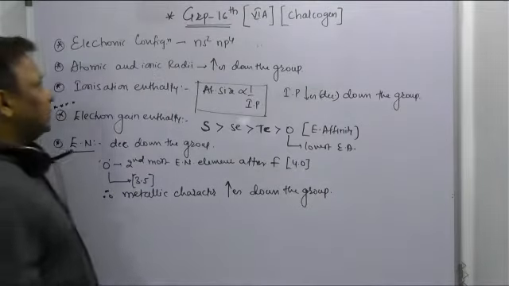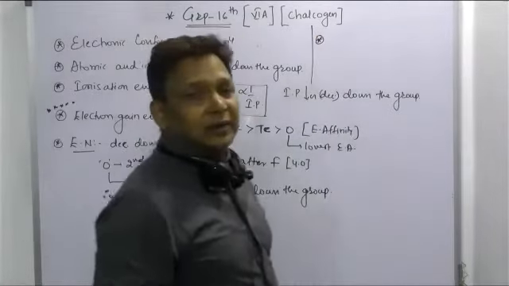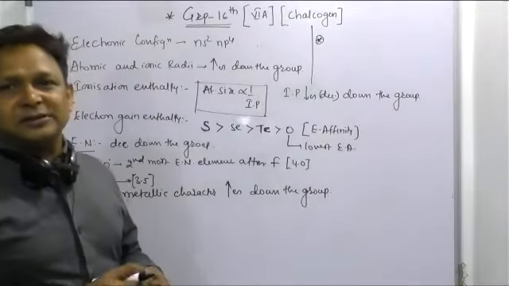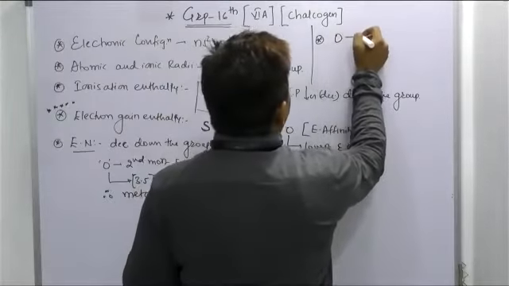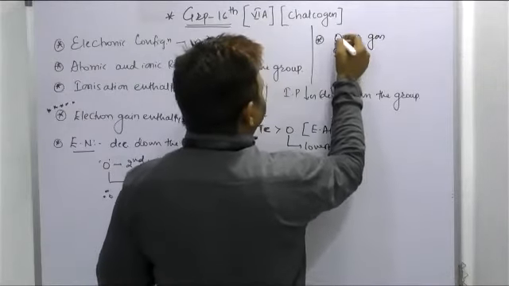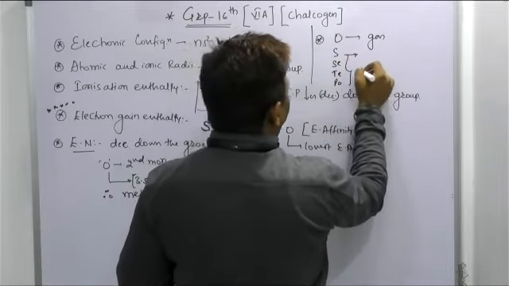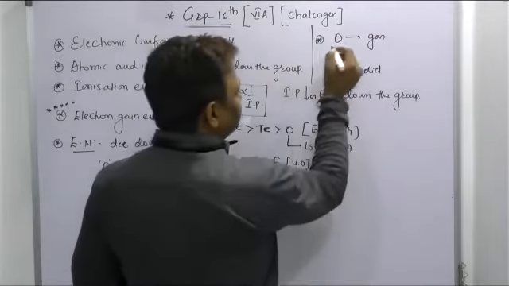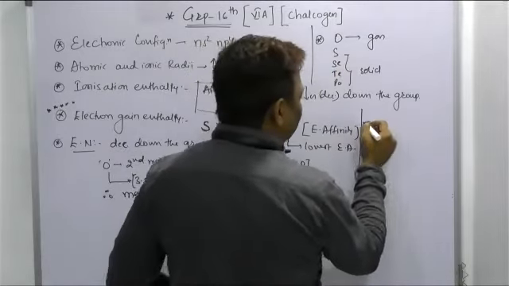So if you want to write some more properties of it, let me tell you. For example, the physical properties of this group of elements. Suppose you want to discuss oxygen. Oxygen is a gas, but sulfur exists in the form of a solid. So oxygen, sulfur, selenium, tellurium, polonium, they all exist as solids, except oxygen, which is a gas. That is the first physical property, or we can say physical appearance. Some more properties also we can say.